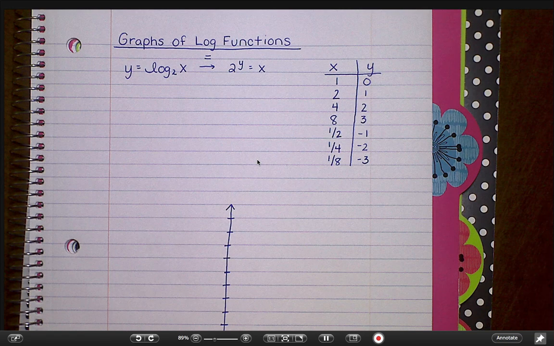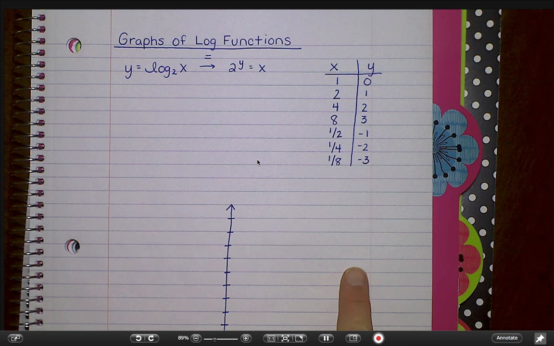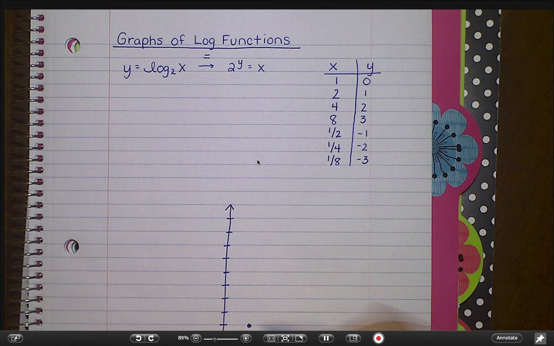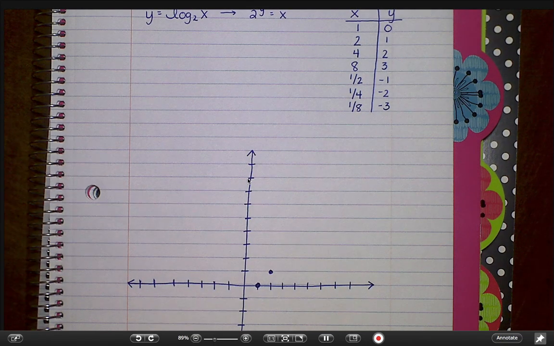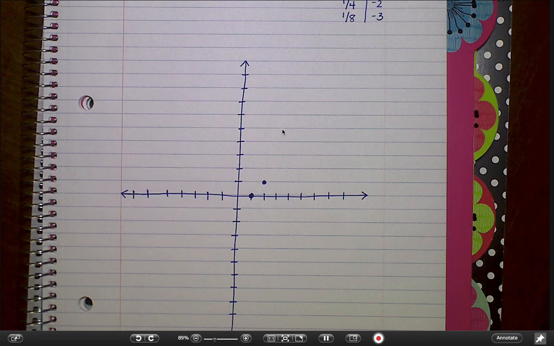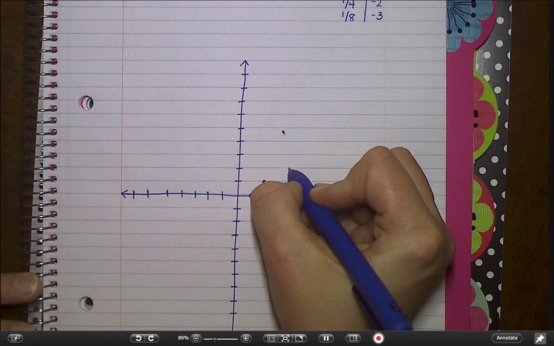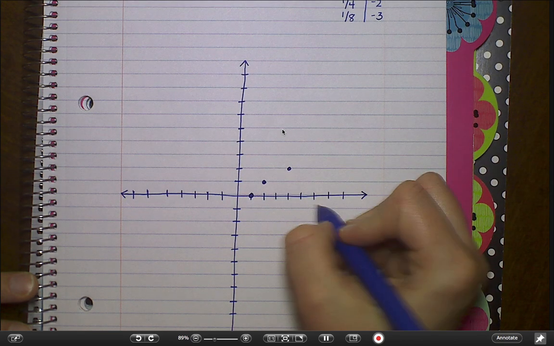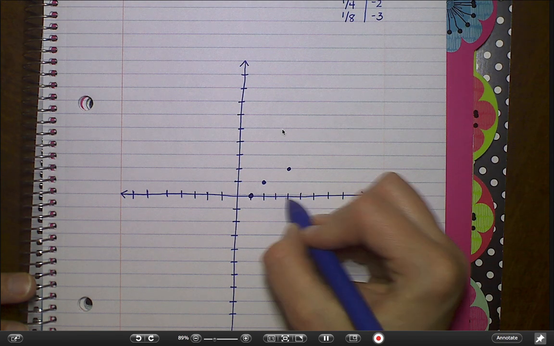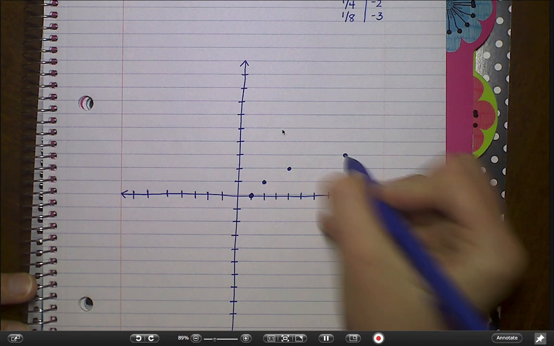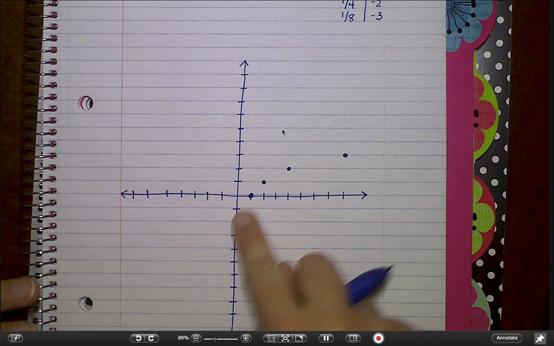Okay? So when I go to graph those coordinates, I'm going to go (1, 0), which is here, (2, 1). You see this down here? Sorry. Set that up for you. (4, 2), (8, 3). Let's see, did I even go out to 8? Oh, just barely.